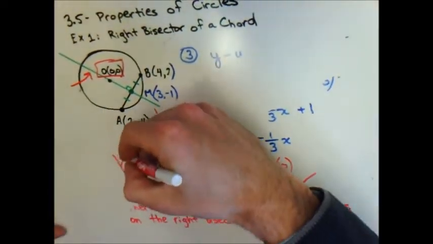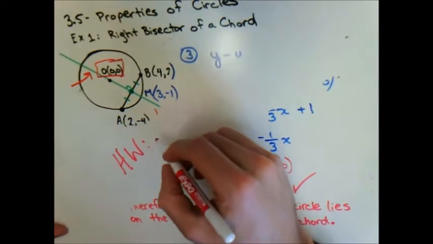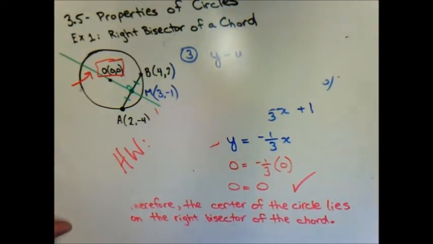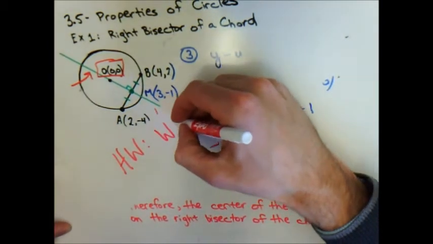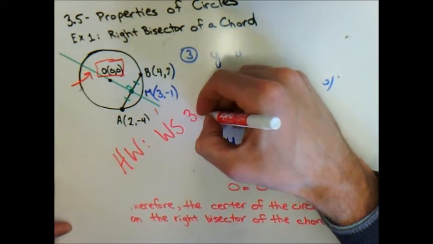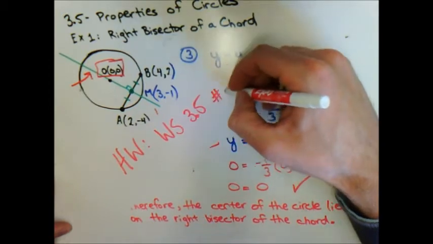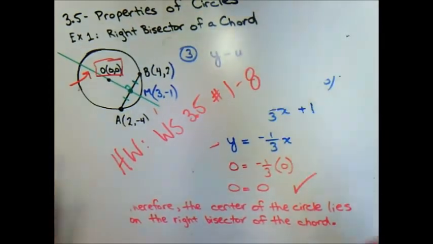Homework for 3.5 is the worksheet that I've given you, numbers 1 through 8. So it's worksheet 3.5, numbers 1 through 8.